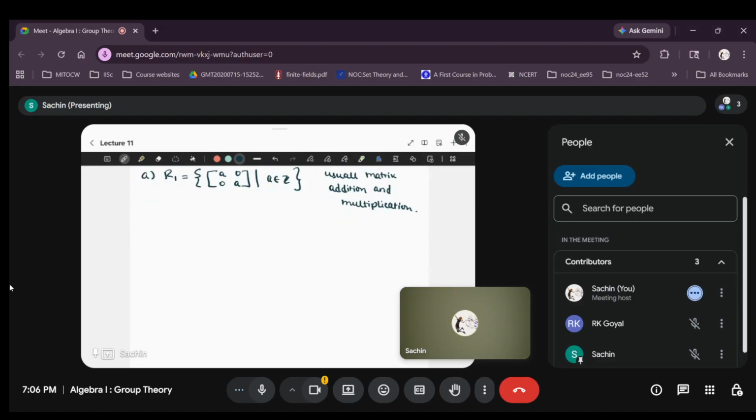So first, if A and B are in this matrix form, and you add two of these, you will get A plus B 0, 0, A plus B. And if A and B are integers, then A plus B is an integer because the set of integers is closed under addition. This means A plus B is in the set R1. So closure is fine.